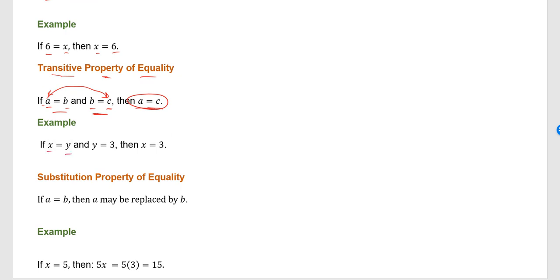Here's an example: if x is equal to y and y is equal to 3, then x is equal to 3. Okay. Another property of equality is the substitution property, and the substitution property is essentially being able to replace something by the other based on an equality. So for example, if a equals b, then a may be replaced by b. So if x is equal to 5, then 5x is equal to 5 times 3, which is 15.